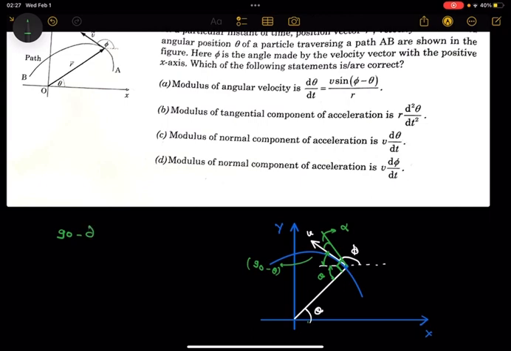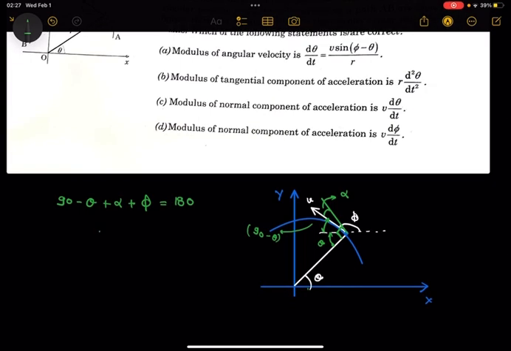90 minus theta plus alpha plus phi is equal to 180 degrees. So finally you can say that alpha is equal to 90 plus theta minus phi. Okay, remember it is 90 plus theta minus phi. If you want to write, you can write this alpha is equal to 90 minus phi minus theta. Can I write like this?